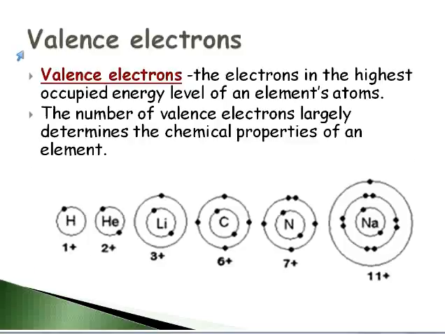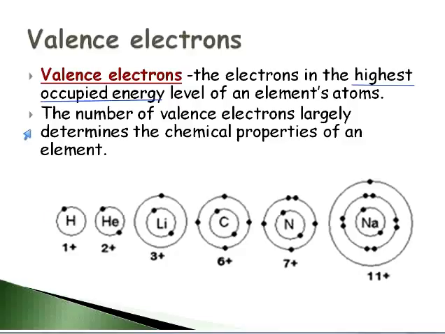So we're going to talk about valence electrons, and I started using that term in the last chapter. Valence electrons: the electrons in the highest occupied energy level. Okay, the highest occupied energy level. Let's underline that. Of an element's atoms. The number of valence electrons largely determines the chemical properties of an element.